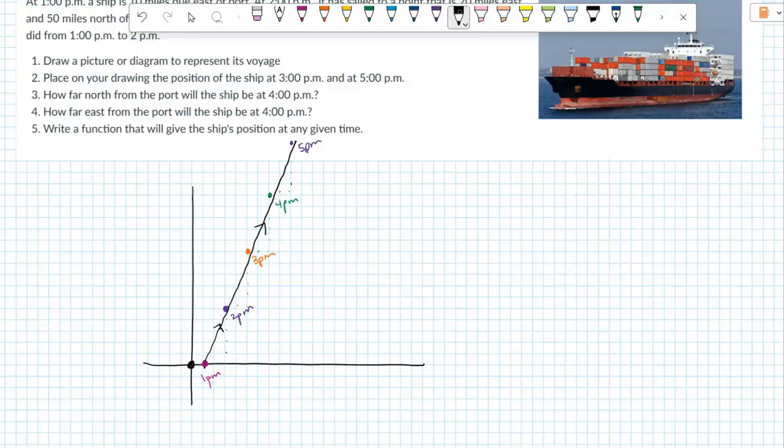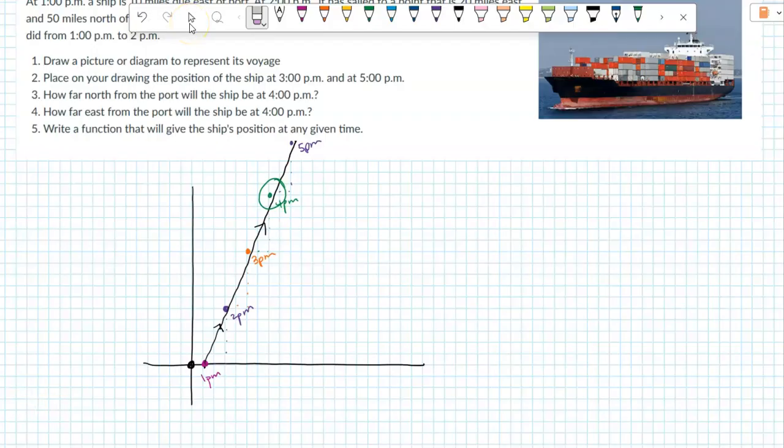And then how far north from the port will the ship be at 4 p.m.? So let's go ahead and look at 4 p.m. right here. And we just have to figure out what that value is. So take a second and you can either use this picture or just some math to figure out what our east-west and our north-south position would be.